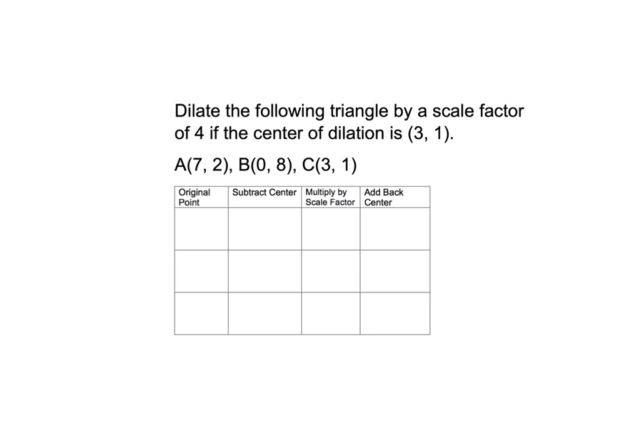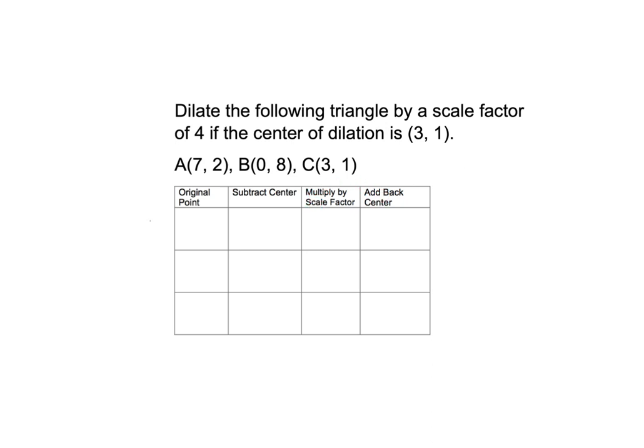Okay, next I want you to remember that when we are dilating an object, we're either enlarging it or reducing it. And since it's a scale factor of 4, this is going to enlarge. Now, if we were dilating from the origin, we would just take each of the ordered pairs that we listed and multiply them by 4. But since that's not what's happening, it's a dilation with the center at 3, 1, we first have to subtract the center, then we have to multiply by our scale factor and add it back.